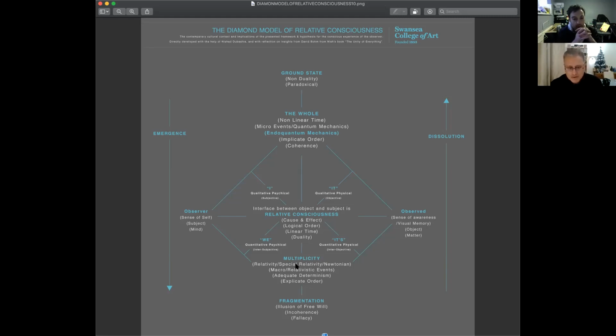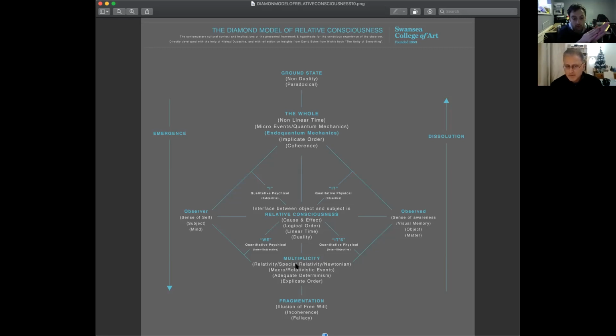So if we look at those in turn, the observer, I think that's quite straightforward. That's the sense of self, that's the subject, that's the mind. Yeah. And the observed, that's the object, that's the world of matter. That's something that we can be aware of. Yes.